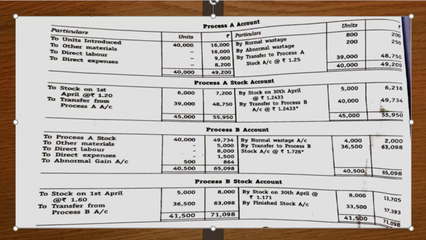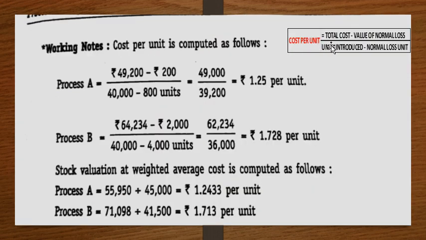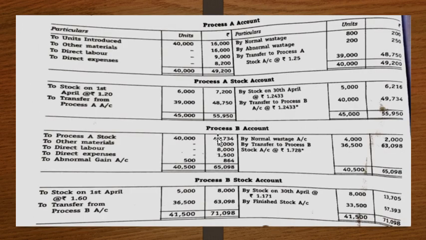So what is that formula? Cost per unit for abnormal gain or abnormal loss is total cost minus value of normal loss, divided by units introduced minus the normal loss units. So for process B, what is the total cost? The total cost is what you calculate till 1500. So we will now find out this abnormal gain.